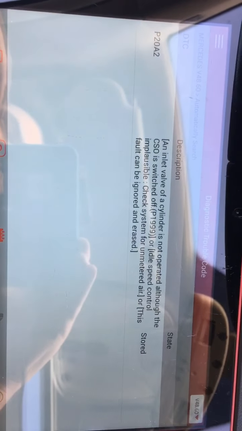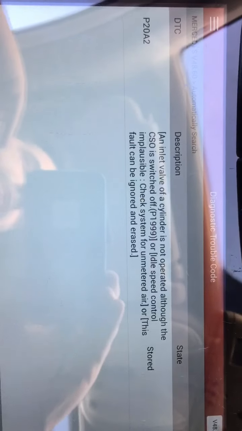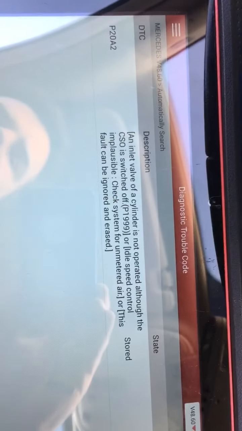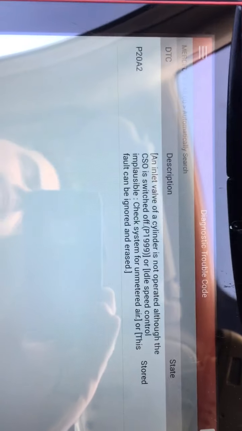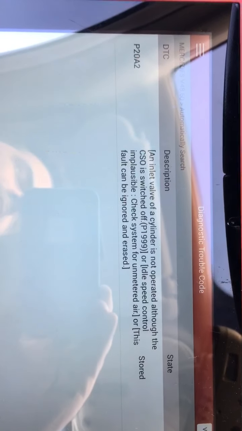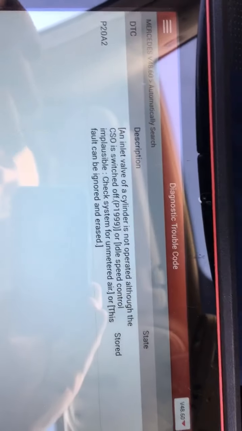It's a P20A2, and basically the car is thinking that you're getting air from somewhere after the throttle body, which causes it not to run idle properly. It sees that it constantly has to adjust. So what's actually happening is you have just a little nibble, a partial misfire of some sort. So this is why it triggers this fault.